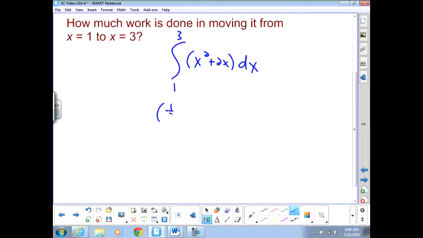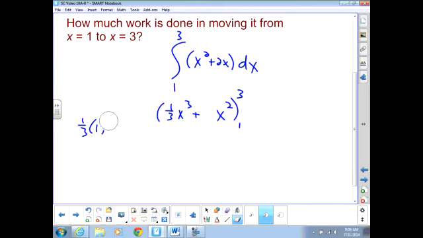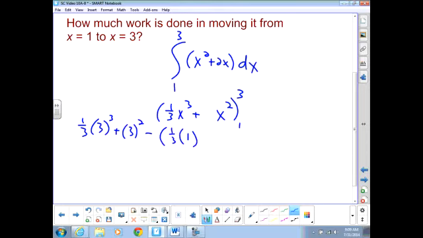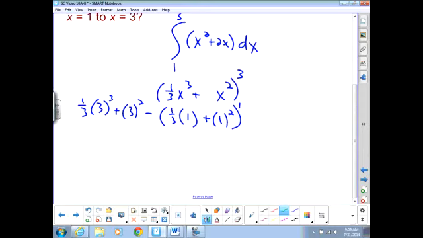So we'll have 1/3 x cubed plus, this will become an x squared times a half out front. 2 times a half is just 1. We'll evaluate from 1 to 3. So we'll have 1/3 times 3 cubed plus 3 squared, oops, sorry, 3, not 1, minus 1/3 times 1 plus 1 squared. Make sure that second part is in parentheses so that we distribute the negative.